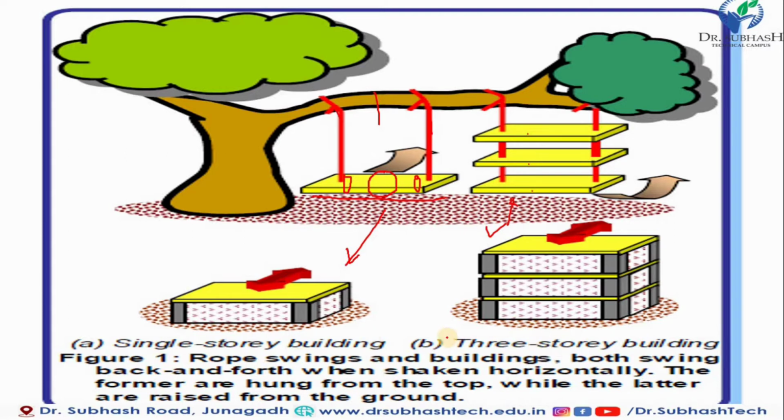So the rope swing on the buildings, both the swing back and forth and the one that shakes horizontally. The former are used from the top, while the latter rise from the ground. So this is the comparison between the single story and multi-story, with the example of the cradle that you have already noticed in your childhood. Now what should happen?